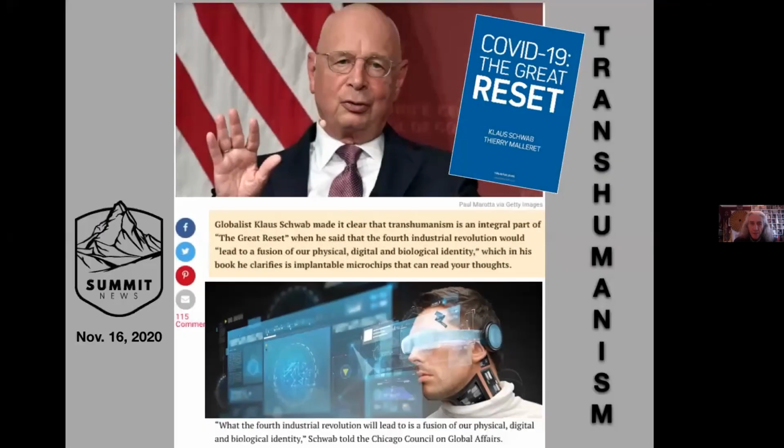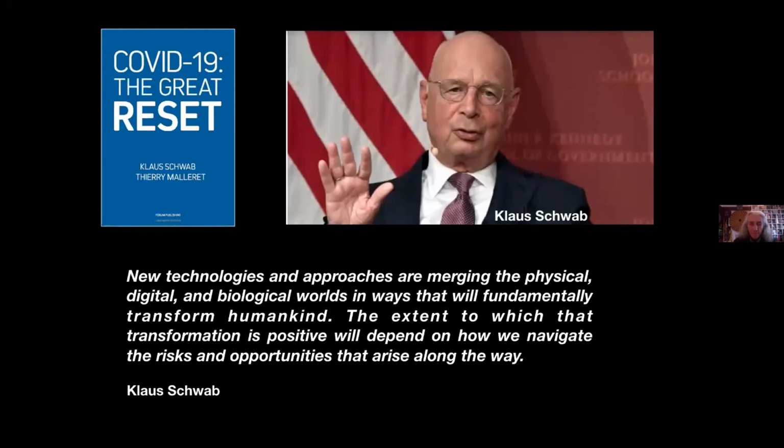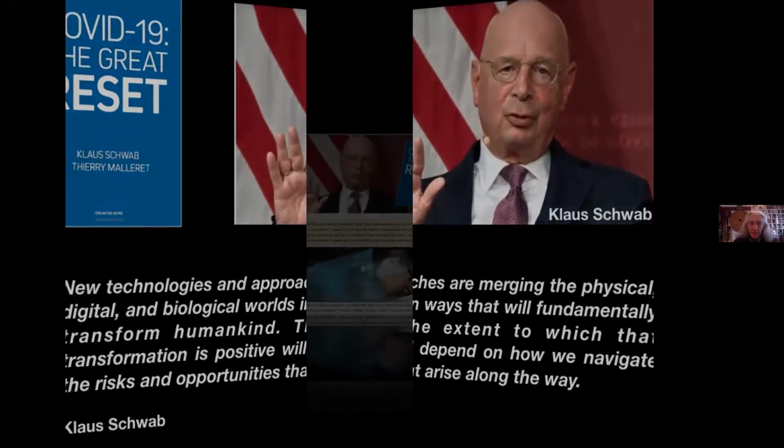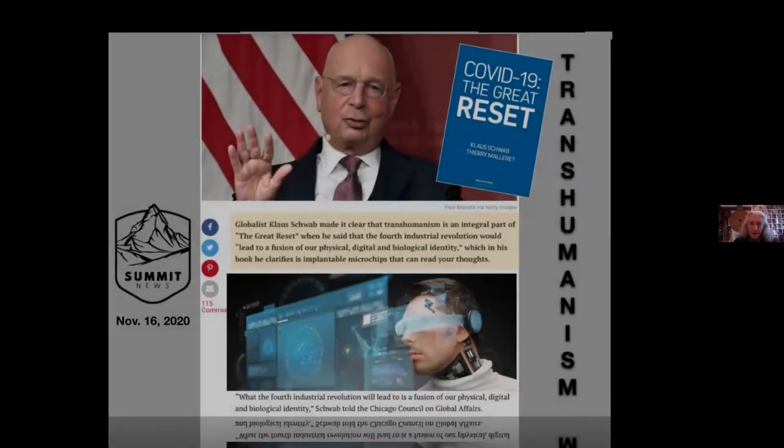Globalist Klaus Schwab made it clear that transhumanism is an integral part of the Great Reset when he said that the fourth industrial revolution would lead to a fusion of our physical, digital, and biological identity, which in his book he clarifies is implantable microchips that can read your thoughts. So this is the kind of scenario that many people are pursuing. I'm not one of them.